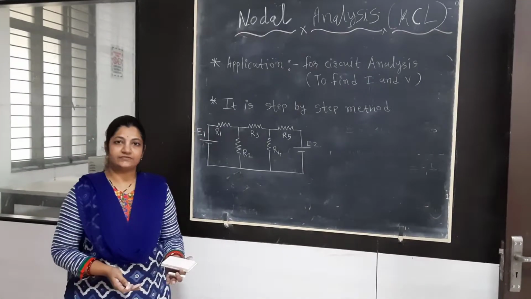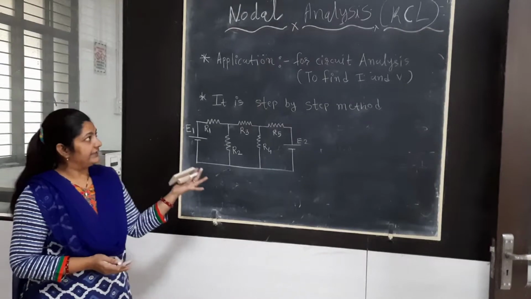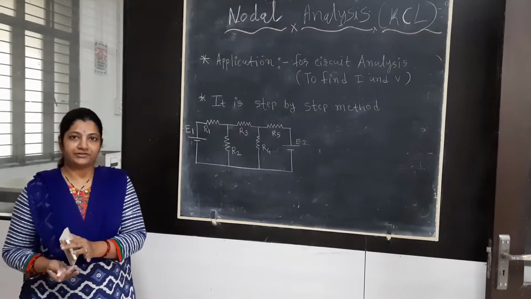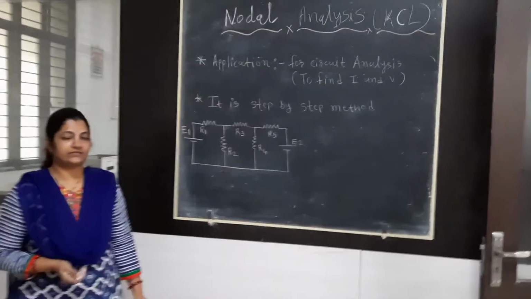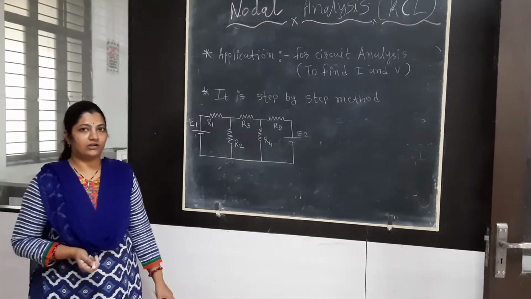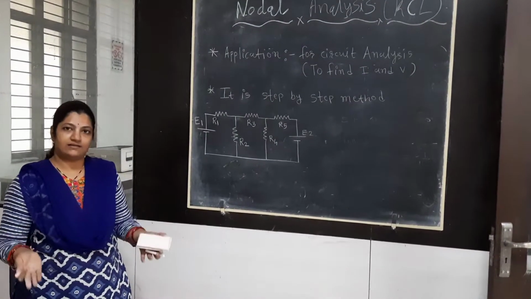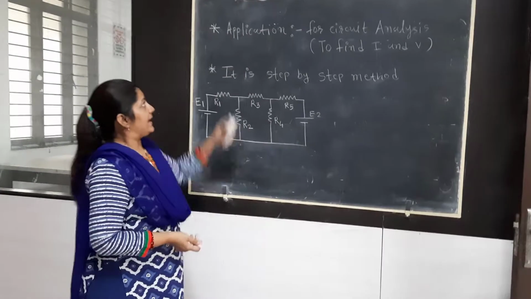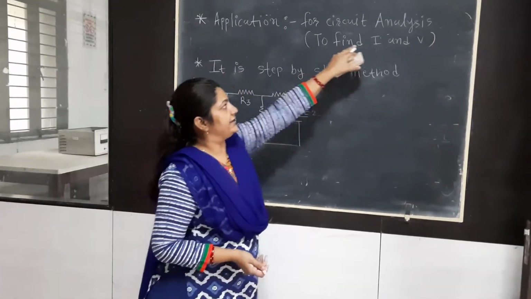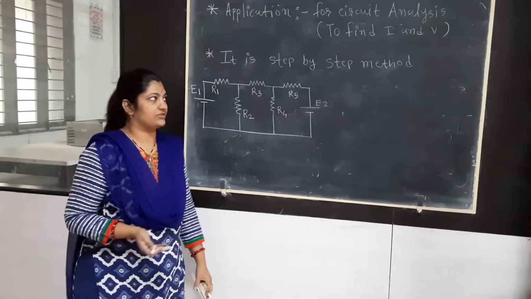Just like our previous video on mesh analysis, here we are interested in circuit analysis, but the method is somewhat different. That is nodal analysis, sometimes known as point analysis, and obviously you are all aware of the terminology Kirchhoff current law. All these things are the same. The application is not different from the mesh. We are interested in finding the current through any branch or the voltage across any branch.